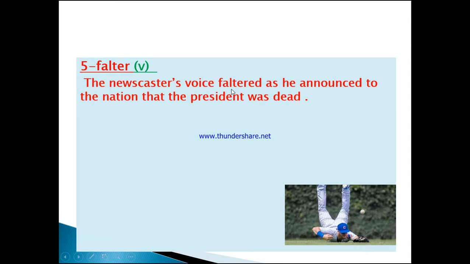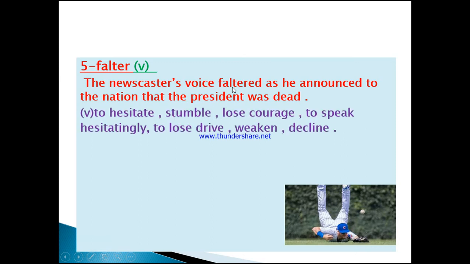The newscaster's voice faltered as he announced to the nation that the president was dead. Faltered, hesitated, stumbled. You know, when you are talking and you're not sure of your answer, you make some pauses. You're stumbling. This is what falter means. It means to lose courage, to speak hesitatingly, to lose drive, to weaken, to decline. This is the word falter.